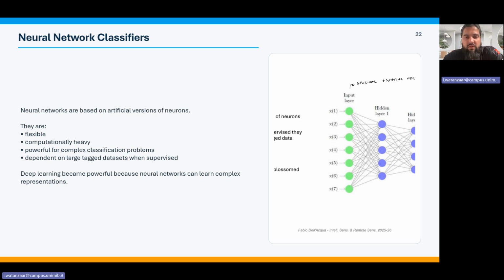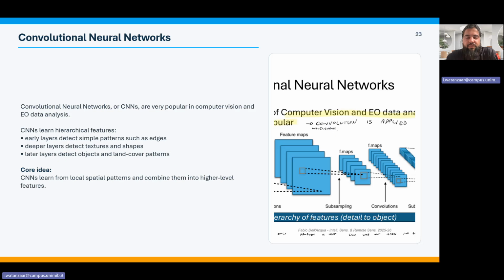Deep learning became powerful because neural networks can learn complex representations. That is the main idea, and this is how the neural network classifier works. The neural network classifier is a mimicry of the human neurons, and they are really super flexible, computationally very heavy, and powerful for complex classification problems also. That's why we are here for the spatial information analysis also.